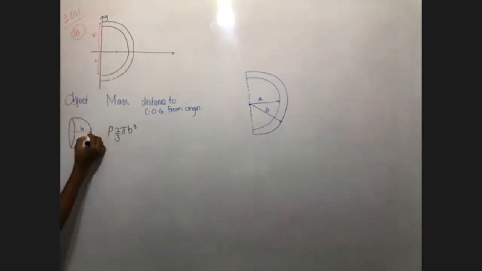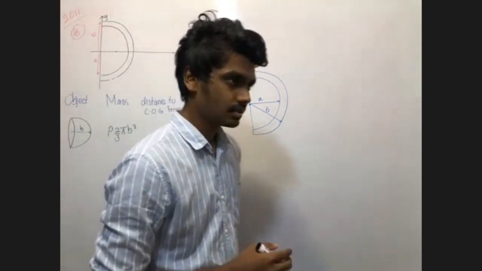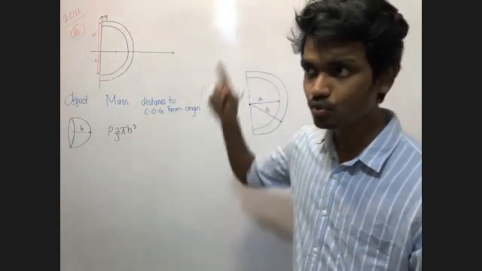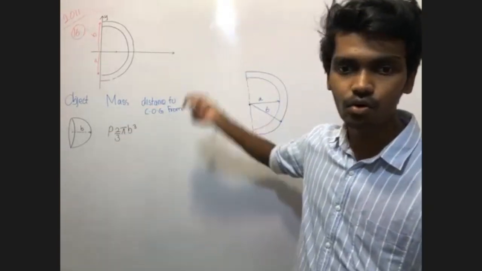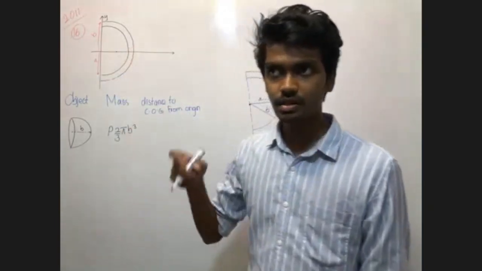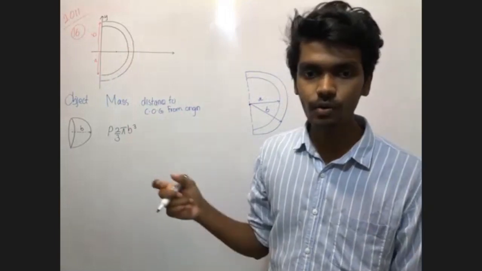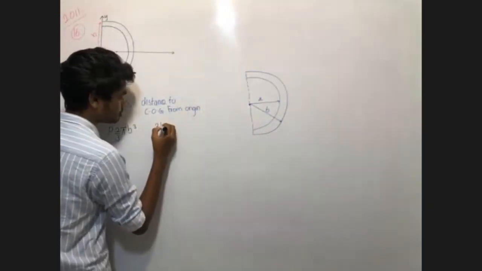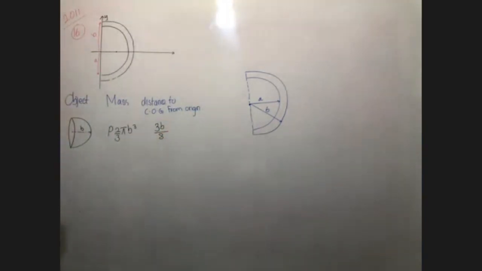What was the distance to the center of gravity of a hemisphere? We proved that above. 3a over 8. So here the radius is B, which means the distance is going to be 3B over 8.